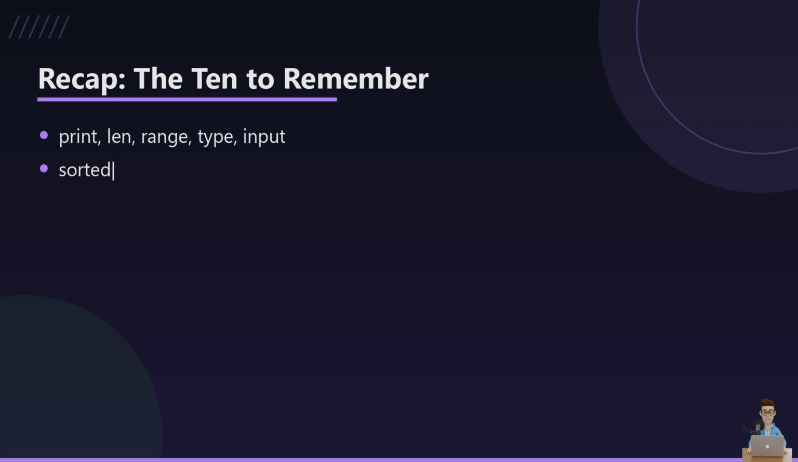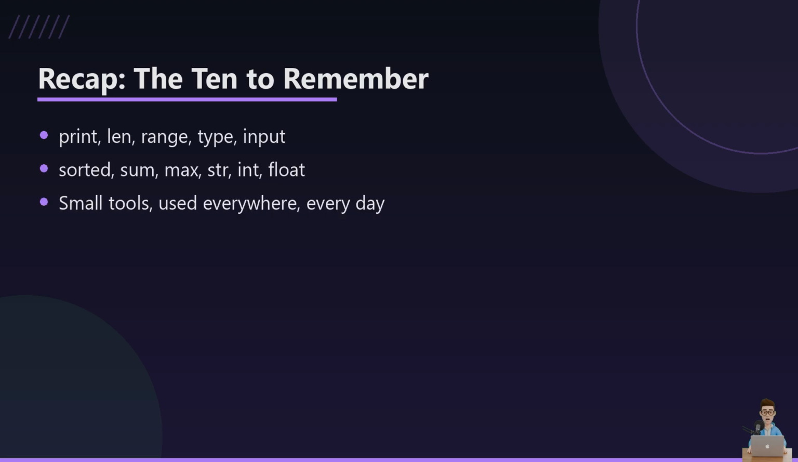Let us bring it all together. We covered print for showing output, len for measuring size, range for generating numbers, type and input for checking and asking, sorted, sum and max for working with lists, and str, int, float for converting between types. Learn these 10 well and most everyday Python code stops feeling mysterious.